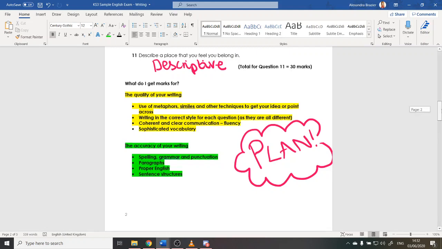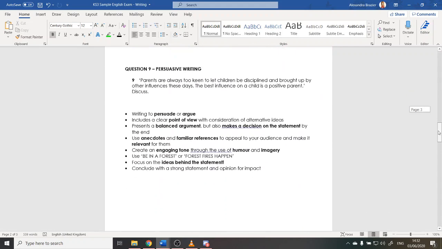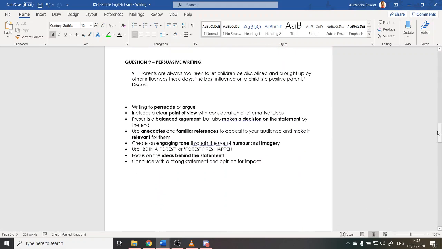Right, the next thing that we need to do is look at each question. So the question 9 is always a persuasive writing question. Now, your writing paper will have a thematic link to your reading paper. So the reading paper, which was all about nannies, this writing paper has got links to the ideas that are behind nannies and the job they do.